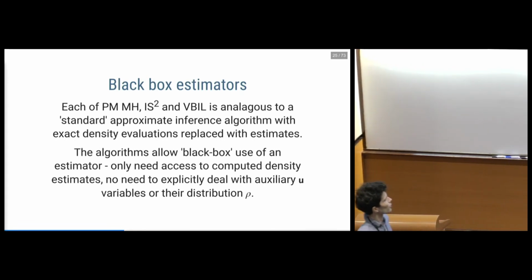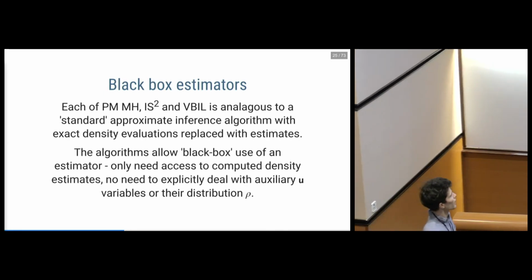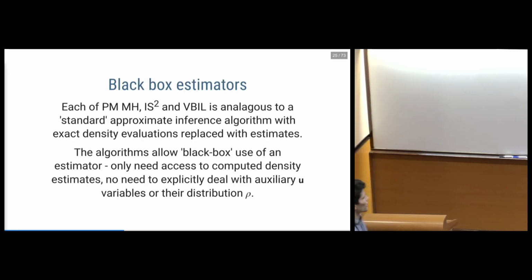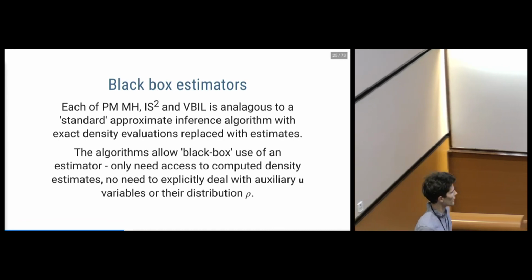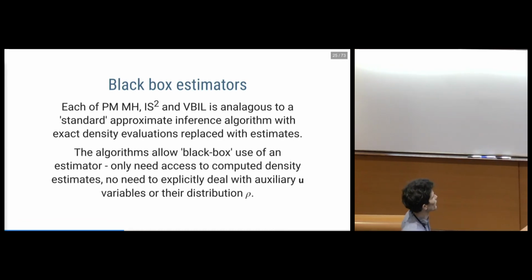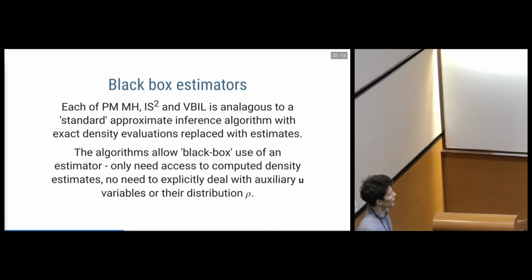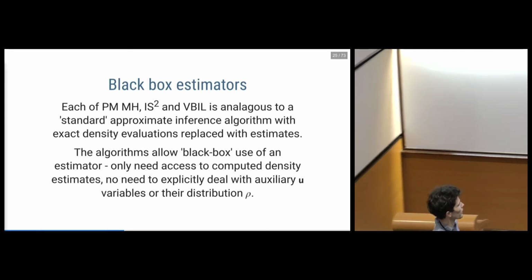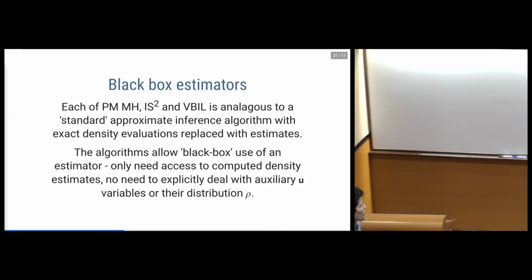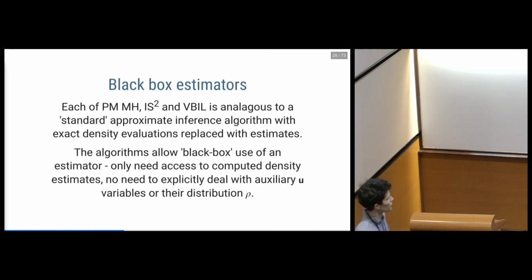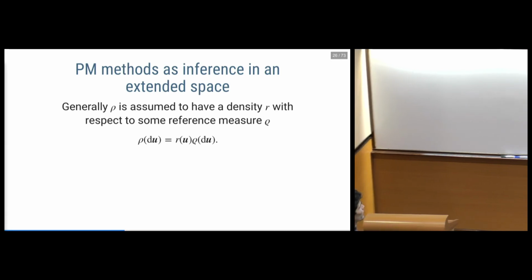So we generally need access to the computed density estimate, as I've been trying to stress through this description. So we don't need any information about these auxiliary variables or any further information about their distribution other than the ability to sample from it. So this means that we can use these complex estimators without really having, in the inference method, to dig into the details of that and how they use these auxiliary variables within them.